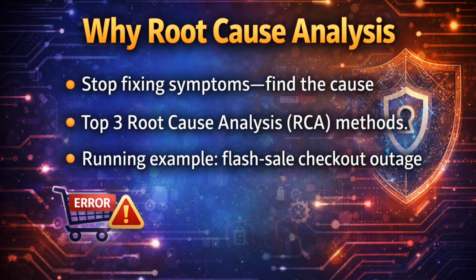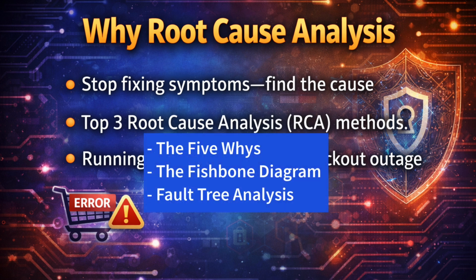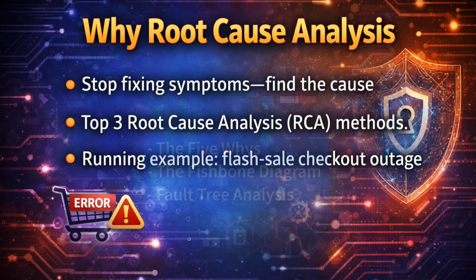In this video, we'll cover 3 of the most useful RCA methods you can learn fast and use often: the 5 whys, the Fishbone, also called Ishikawa, or cause and effect diagram, and fault tree analysis. Each one is a different lens. One drills down, one fans out, and one models failure logically.